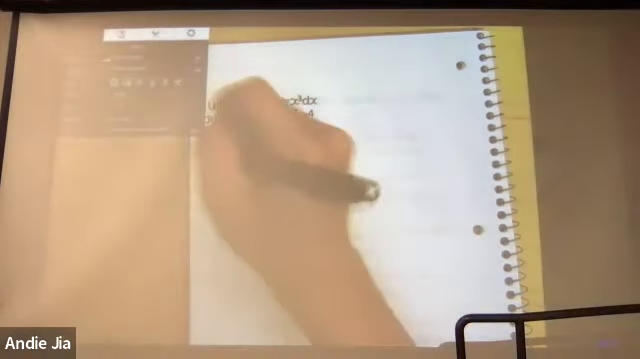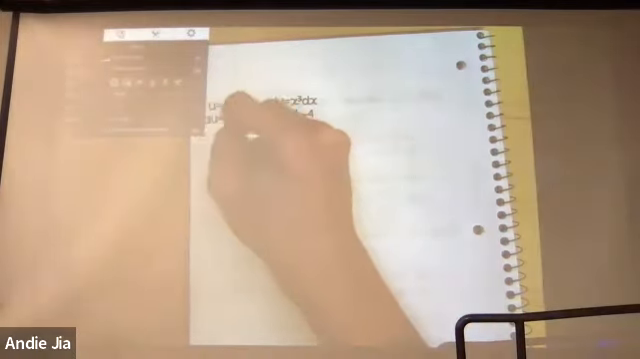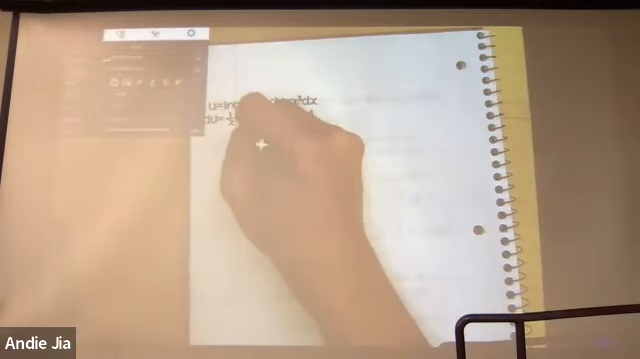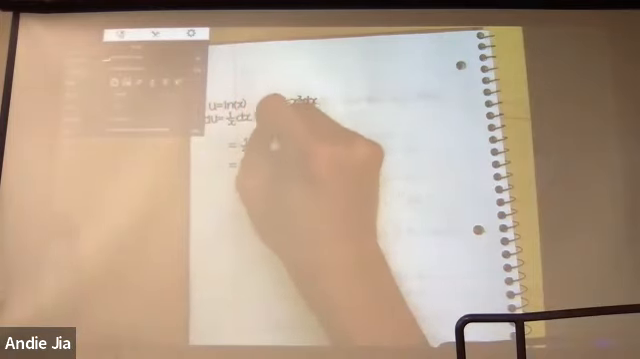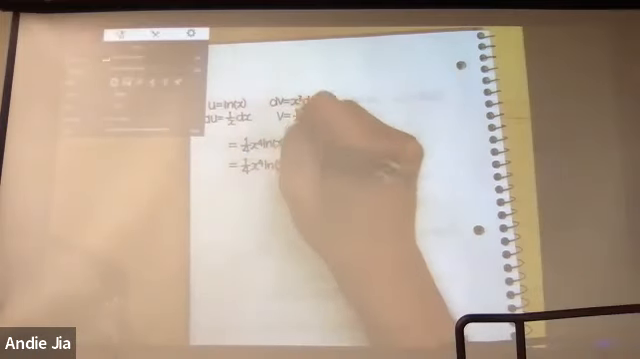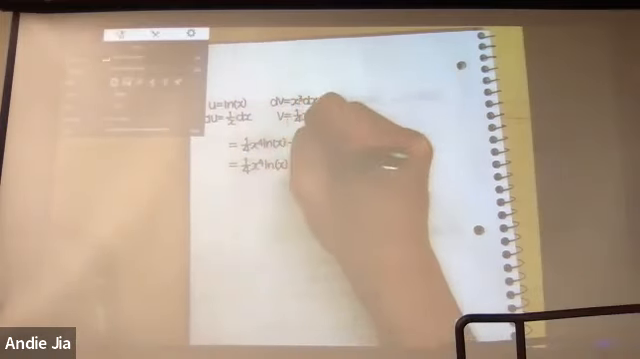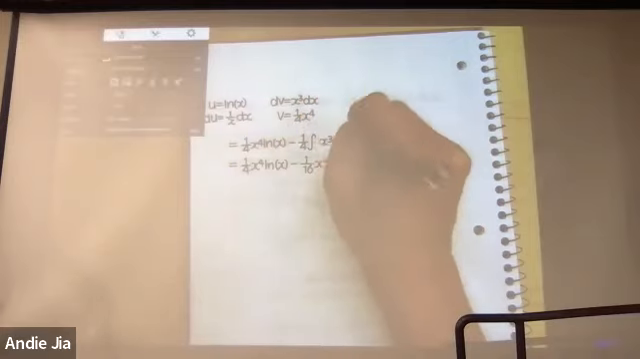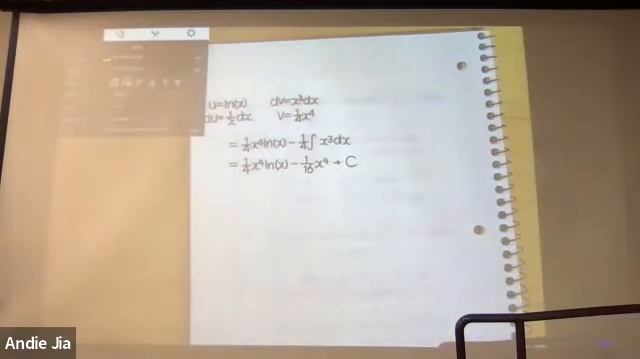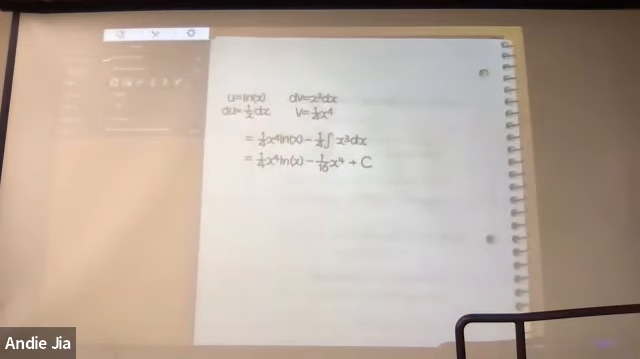The integral is 1 over 4 x to the fourth natural log of x, minus 1 over 16 x to the fourth, plus the constant of integration. Now, there are lots of indefinite integrals, so let's just shift the focus to definite integrals.